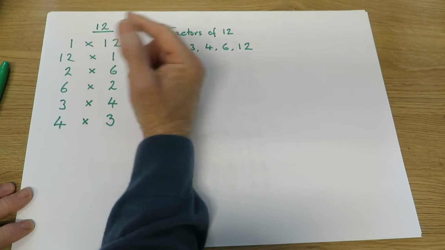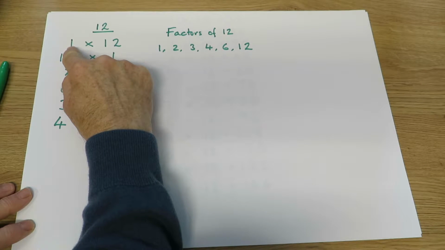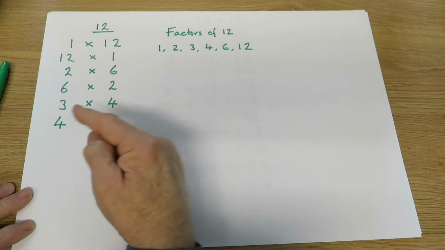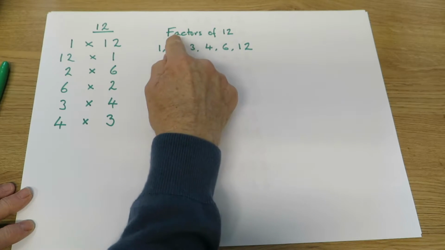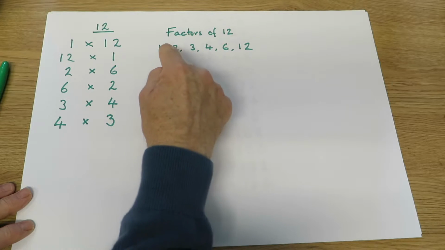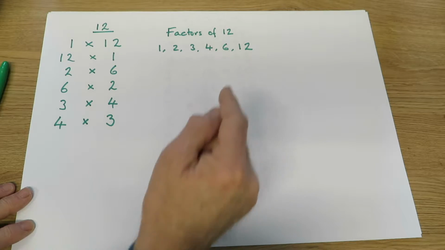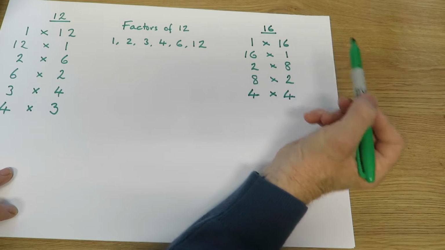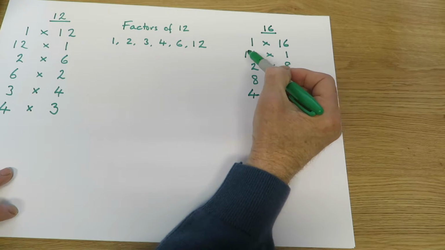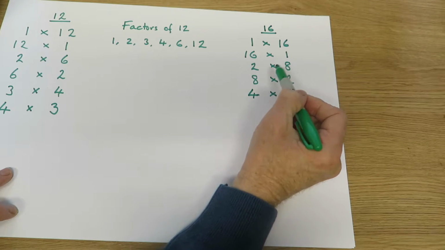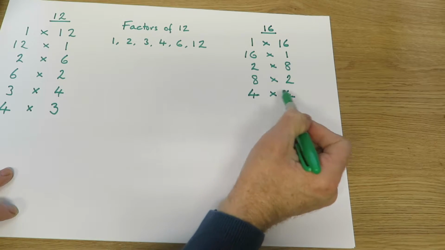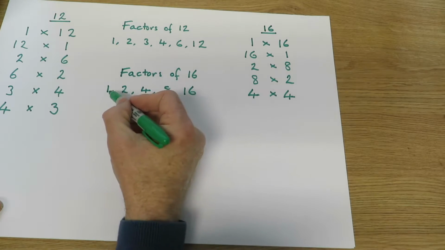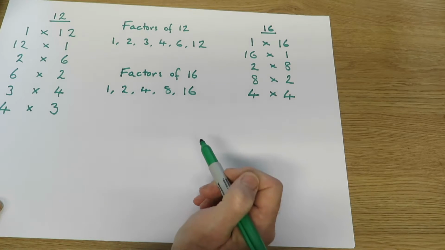We can make 12 using whole numbers by multiplying like this: 1 times 12, 12 times 1, 2 times 6 or 6 times 2, 3 times 4, 4 times 3. So these are the factors of 12: 1, 2, 3, 4, 6 and 12. But now let's look at the factors of 16. So we can make 16 by doing 1 times 16, 16 times 1, 2 times 8, 8 times 2, or 4 times 4. And we can see that the factors of 16 then are 1, 2, 4, 8 and 16.